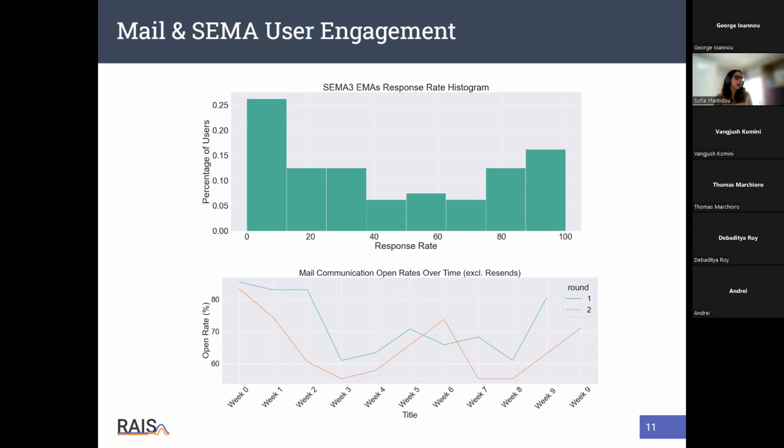Then in order for the users to complete their weekly surveys, we were sending them weekly mail communication. So the second plot shows the open rates of the emails that we sent to the users. We see that first of all, on round 1, we had higher open rates overall compared to round 2. And also we see that from an 80% open rate in week 0, which was the first email welcoming the participants, we fall below 60% in week 3, and then we have again a jump going around 70%.